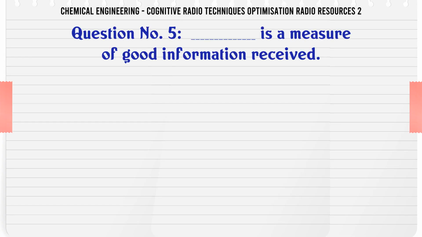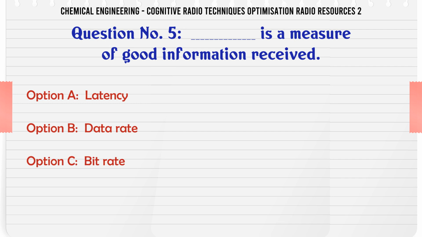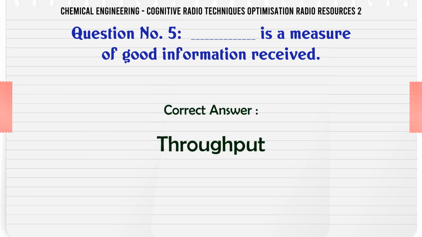Is a measure of good information received. A. Latency. B. Data rate. C. Bit rate. D. Throughput. The correct answer is throughput.